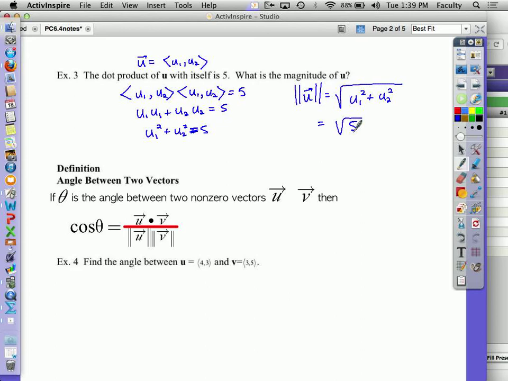The next definition, and definitely I would include this on my index card, the angle between two vectors. If theta is the angle between two non-zero vectors, we'll call it vector u and vector v, then there's a formula we have, cosine theta equals the dot product over the product of their magnitudes.